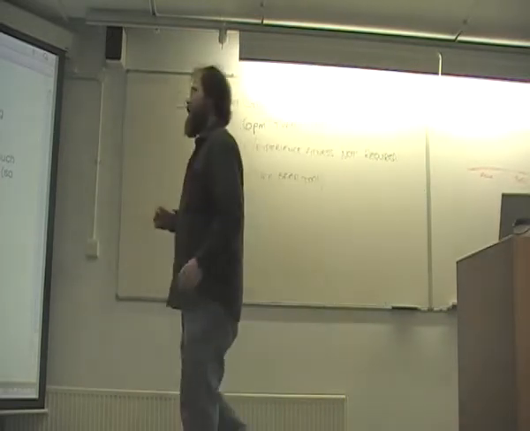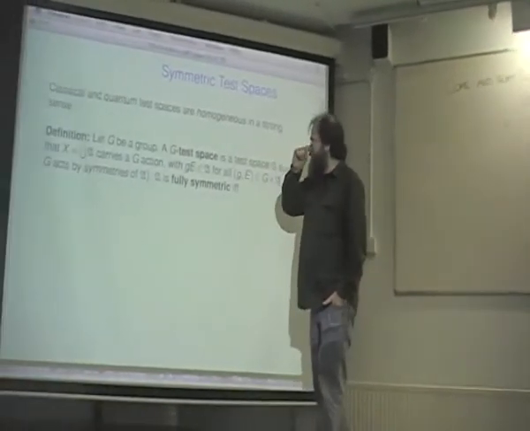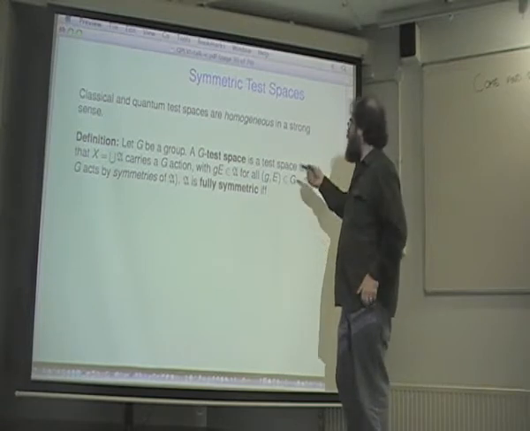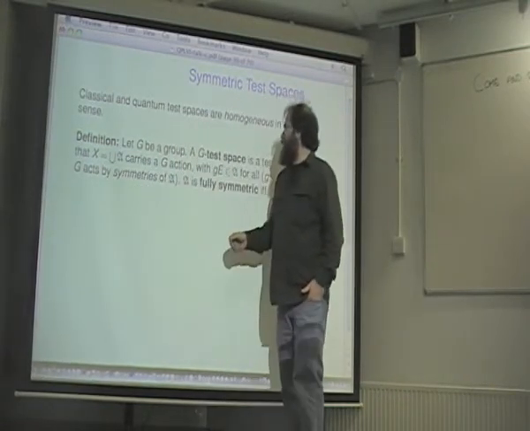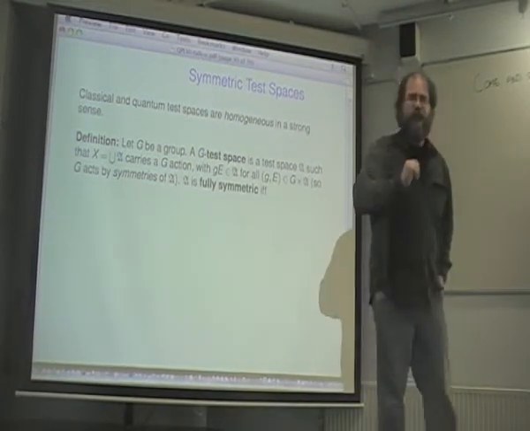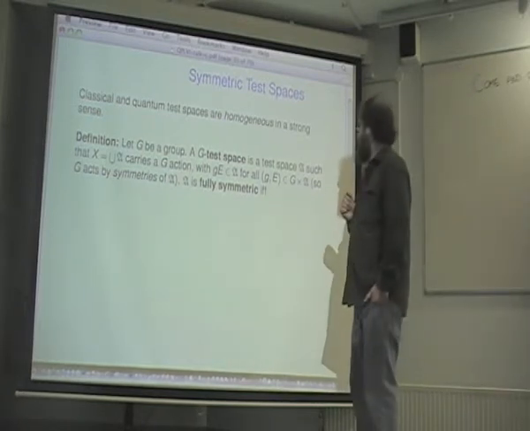And we can abstract it. Suppose you give me a group G. I'm going to say that a test space is a G test space if the test space comes equipped with an action by the group G on the total outcome set that carries tests to tests. Okay? So that the image of a test is still a test. Natural notion of an action on a test space.